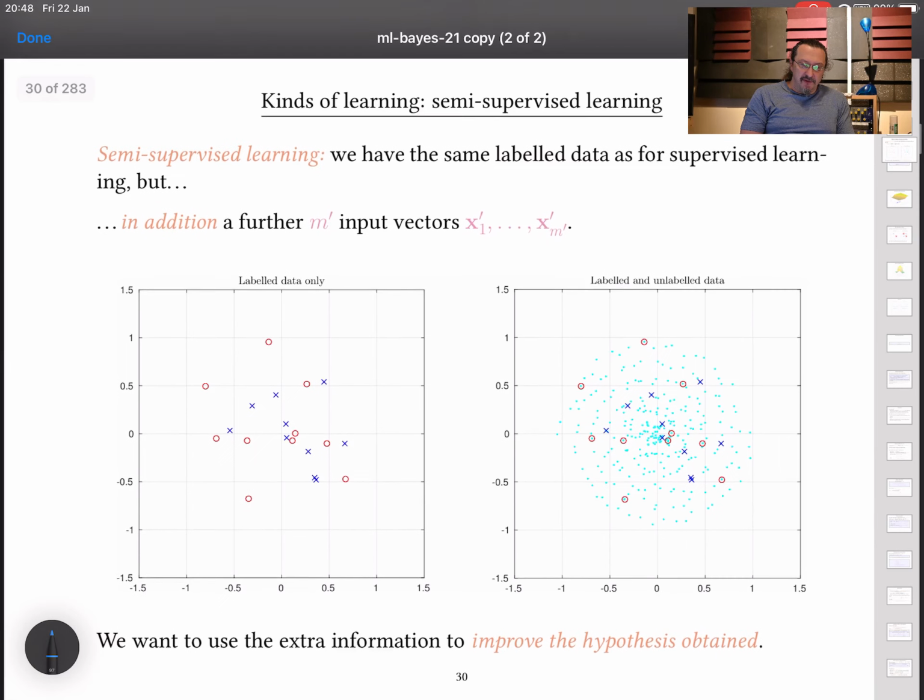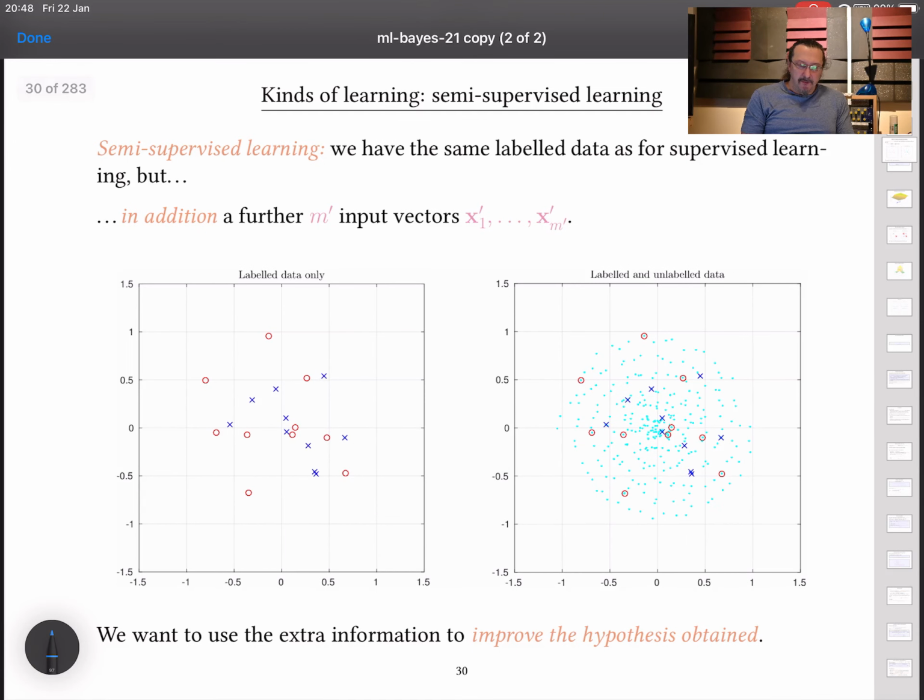Here is another kind of learning. This is called semi-supervised learning. On the left, I've given you some supervised learning data. There is data in 2 dimensions here from 2 classes. Data from class 1 is the blue crosses, data from class 2 is the red circles. What I've done in the right-hand panel is to augment that with a whole bunch of unlabeled data. So this is kind of somewhere between supervised and unsupervised, hence the name, semi-supervised learning. The reason this is important is that it turns out that getting hold of unlabeled data is often much, much easier than getting hold of labeled data.